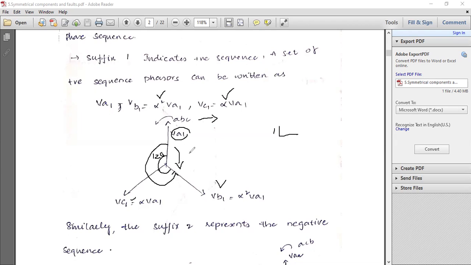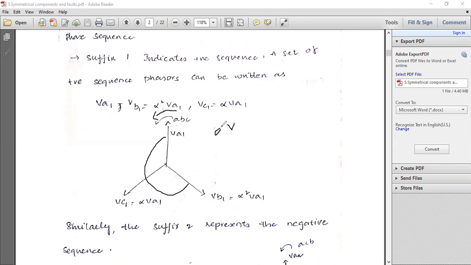This is reverse to that of the original phase sequence ABC. So please be very careful. How I am representing all these things is very, very important. You should consider the phasor direction in this way. Suppose you are expressing VB1 in terms of VA1, obviously you need to consider 120 this, 120 this. So total 240.